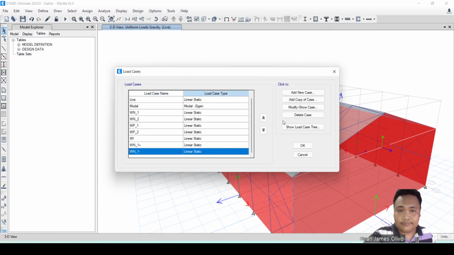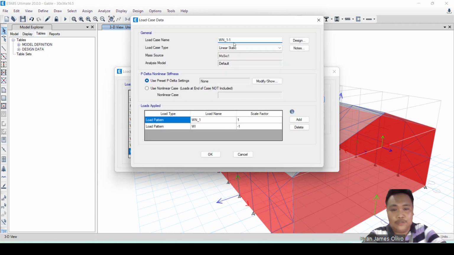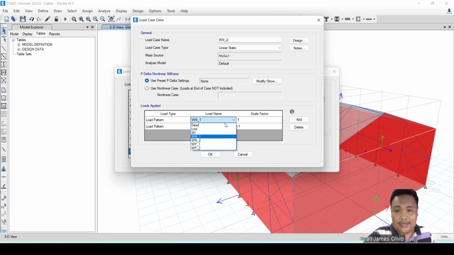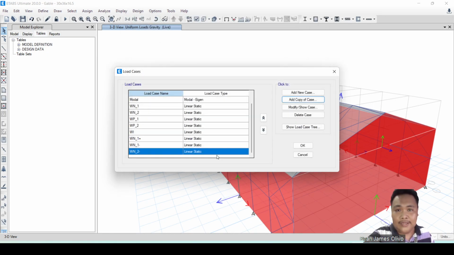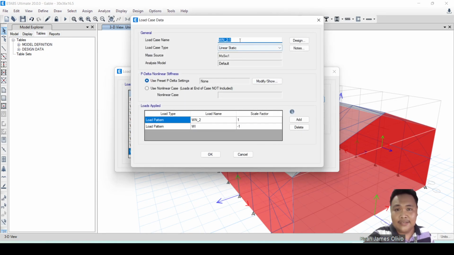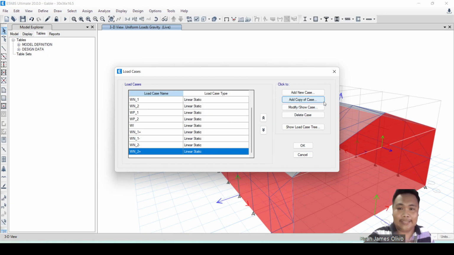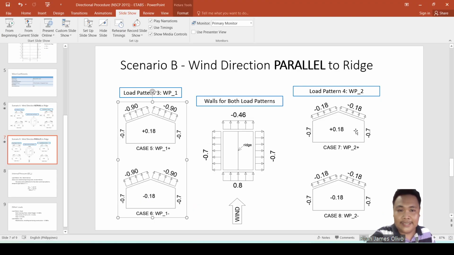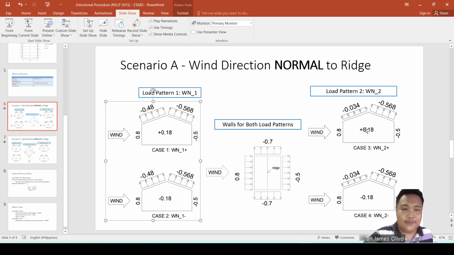Okay. Next, add copy of case. So this is W2 minus. So since this is minus and this is normal to the ridge, the second, WN2. So, okay. Then add copy of case. We just change it into plus and then we just change this into plus. Okay. Now we go to the positive. So we have accounted here and we have finished this one, we have finished this one. Then we go here now.